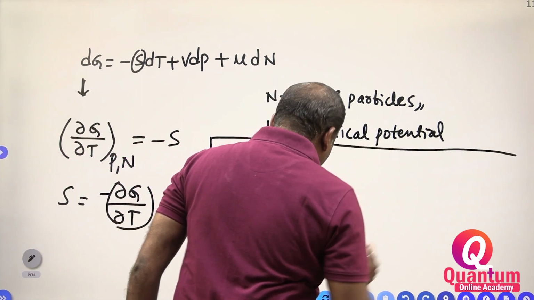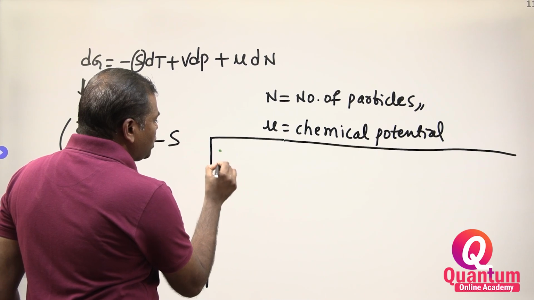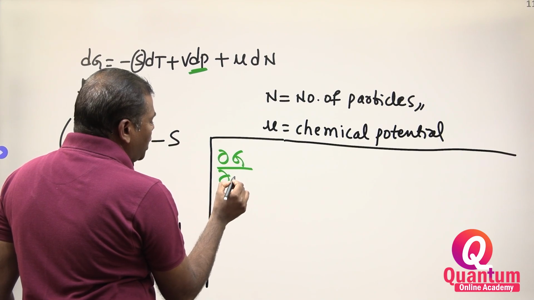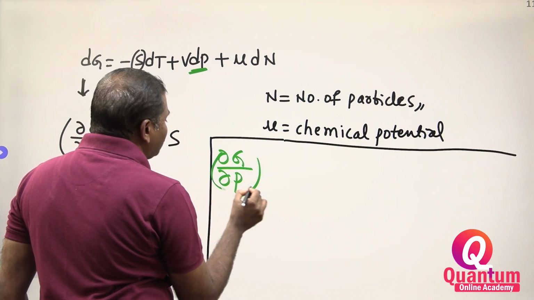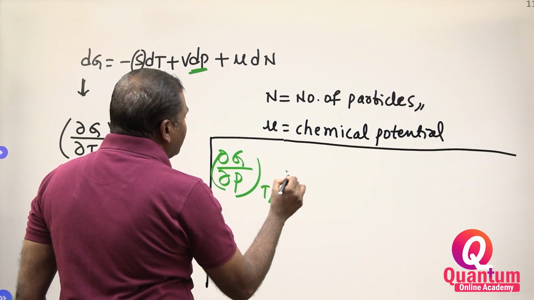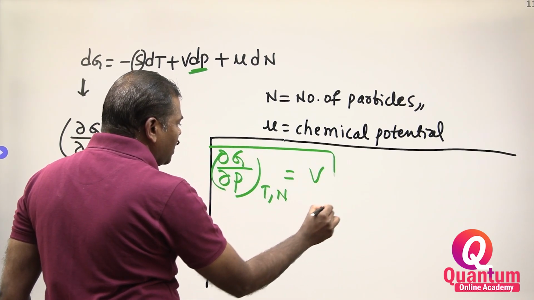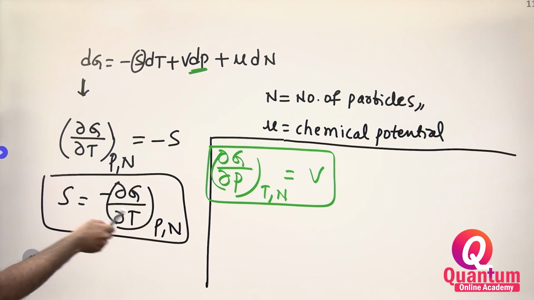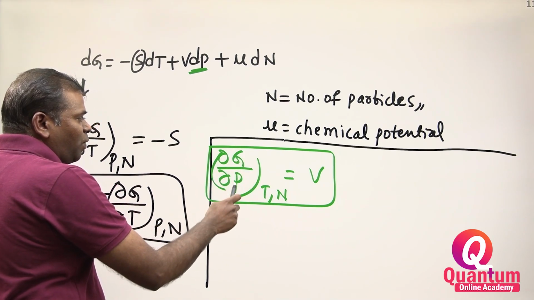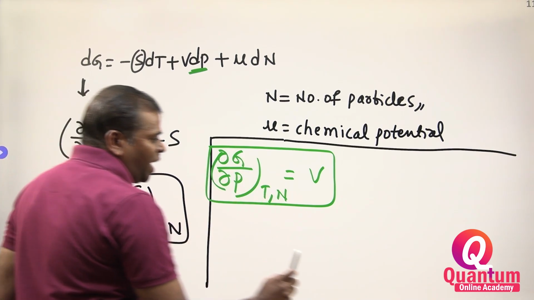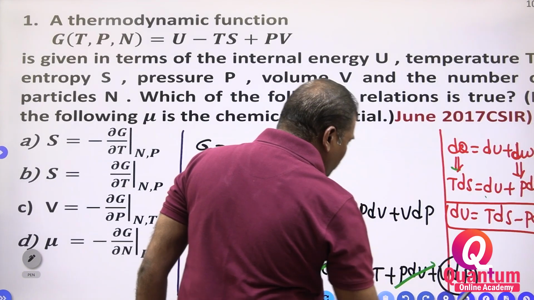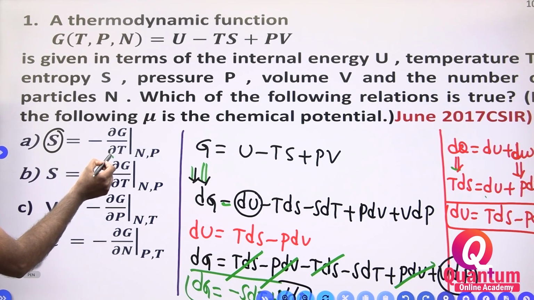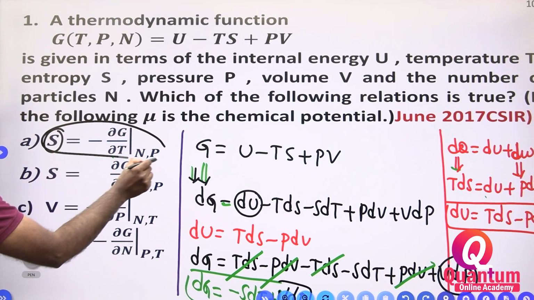Next, second one, what do we have to write? If you want to get V, dou G by dou P at constant T comma N is equal to V. Now you have to see the options. S is equal to minus dou G by dou T, P comma N. V is equal to dou G by dou P, T comma N. From now you get the option. First you have to see S is equal to minus dou G by dou T, N comma P. This option A is correct.